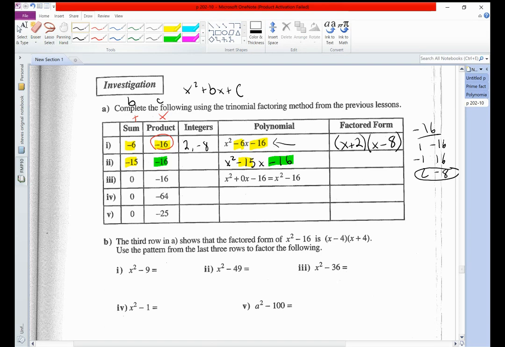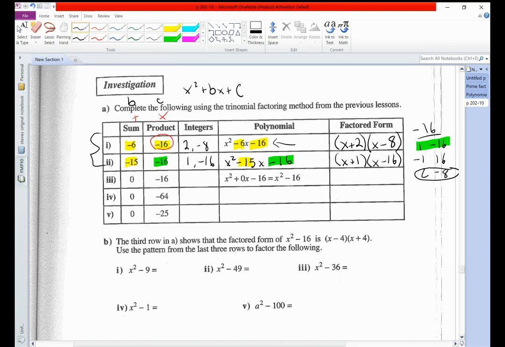So now we're looking for two numbers that multiply to -16 and add to -15, and that's going to be 1 and -16. You could go through your multiplication chart if you wanted to. Luckily, we've already done it. So right here, 1 plus -16 is -15, and 1 times -16 is -16. And that would give us the factors of x plus 1 and x minus 16. So that is a review of the last two lessons, which is awesome.